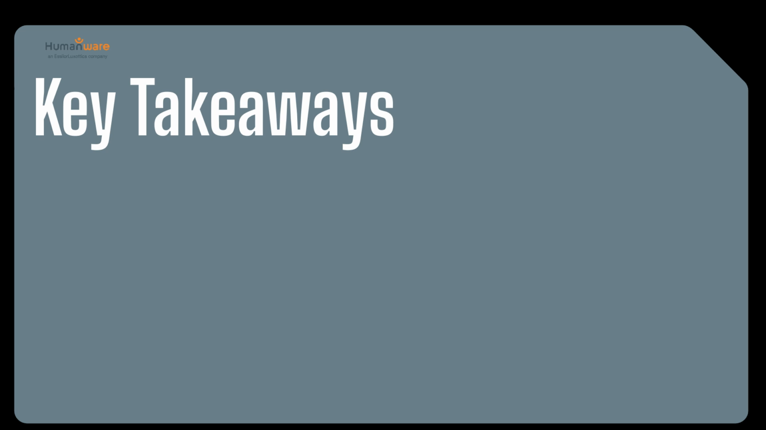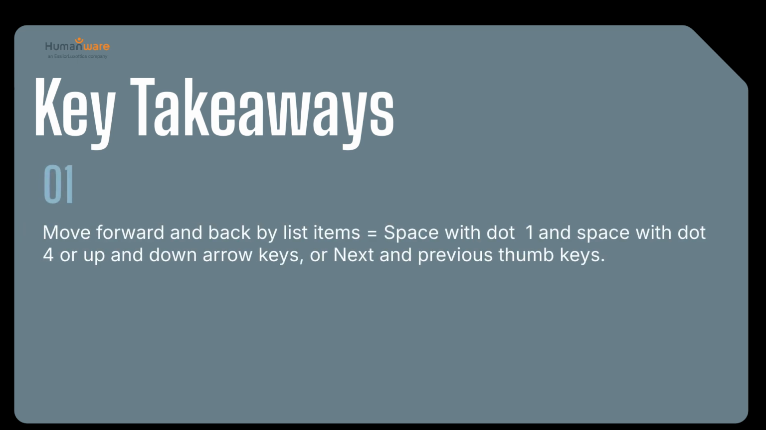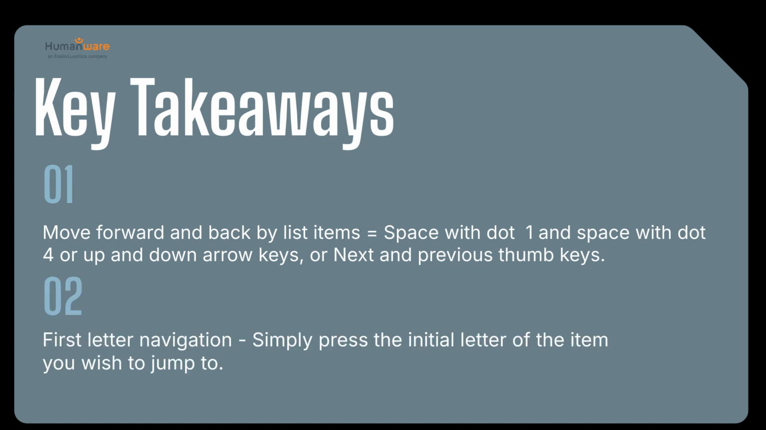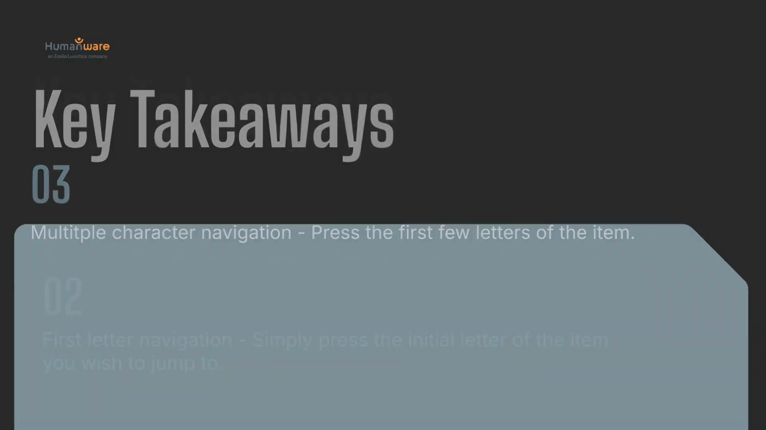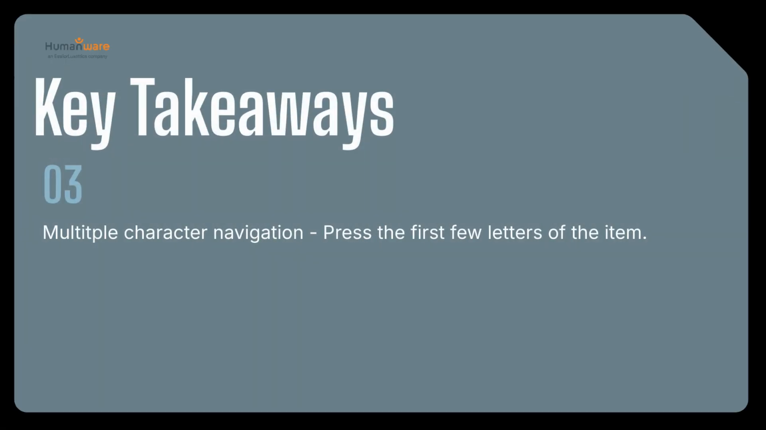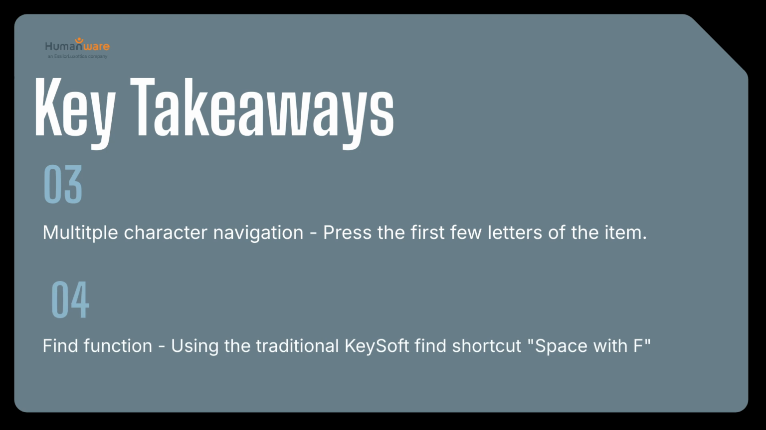Let's review the key takeaways of the menu navigation. 1. There are multiple ways to navigate forward and back by list items. This includes space with dot 4 and space with dot 1. You can use your up and down arrow keys, or you can use your next and previous thumb keys. 2. First letter navigation is available. Simply press the initial letter of the item you wish to jump to. 3. You can even use multiple character navigation by pressing the first few letters of the item. 4. You can use the find function by pressing space with F followed by typing the application name.